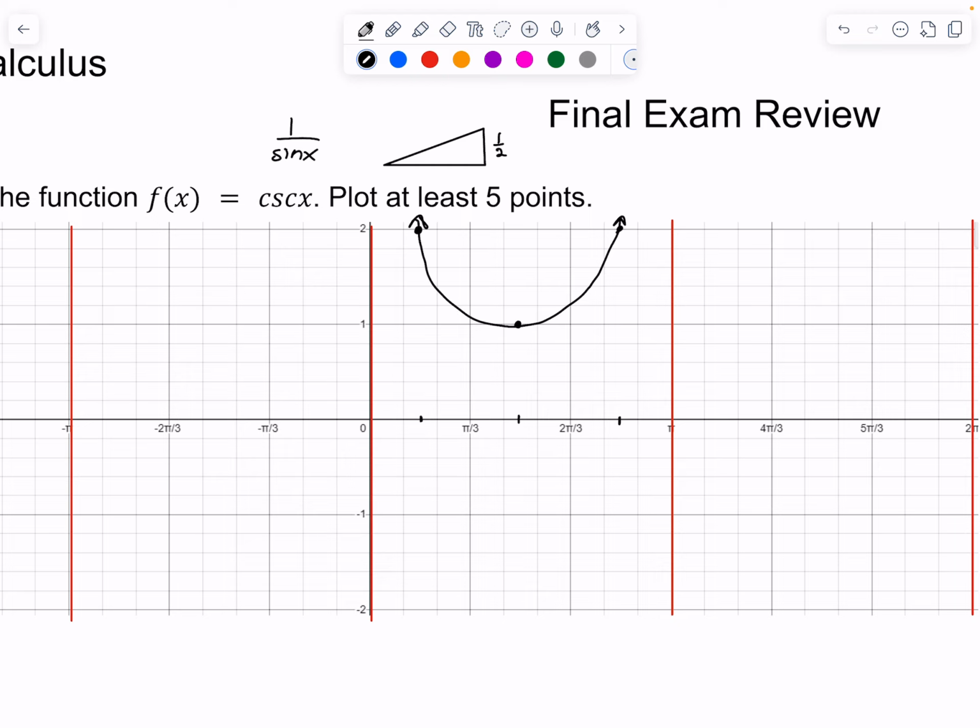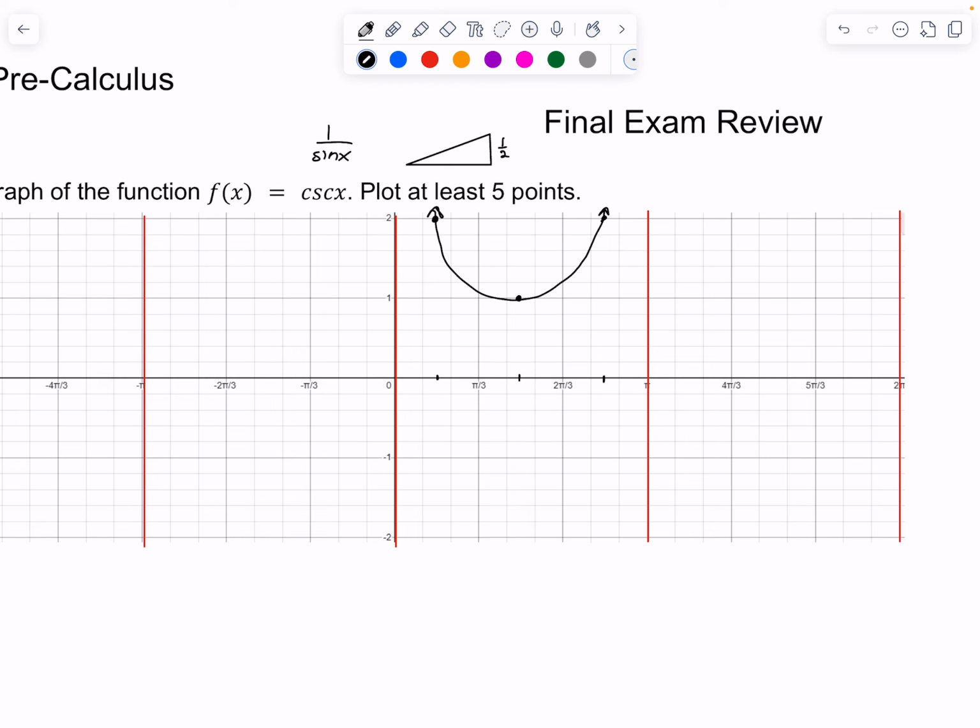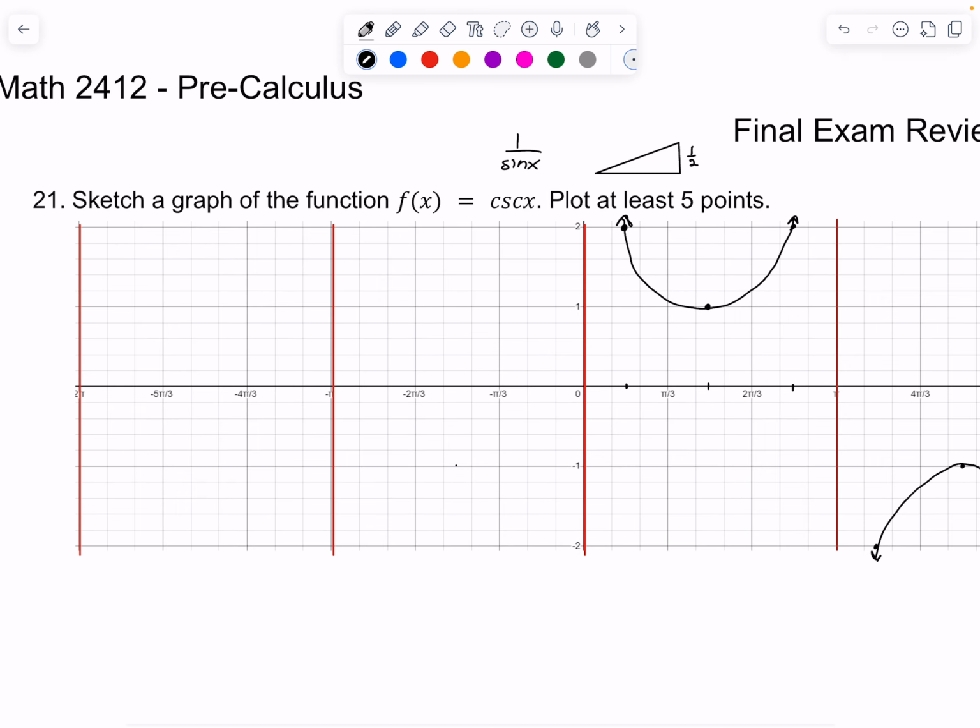And then I know that cosecant is going to do the same thing but negative in the next section. So it'll be here, here, and here. Same deal. And then back over here, it just repeats itself. So it's this exact same thing. And then same deal over here. Here, here, here. And there we have at least 5 points and a pretty good graph of cosecant.